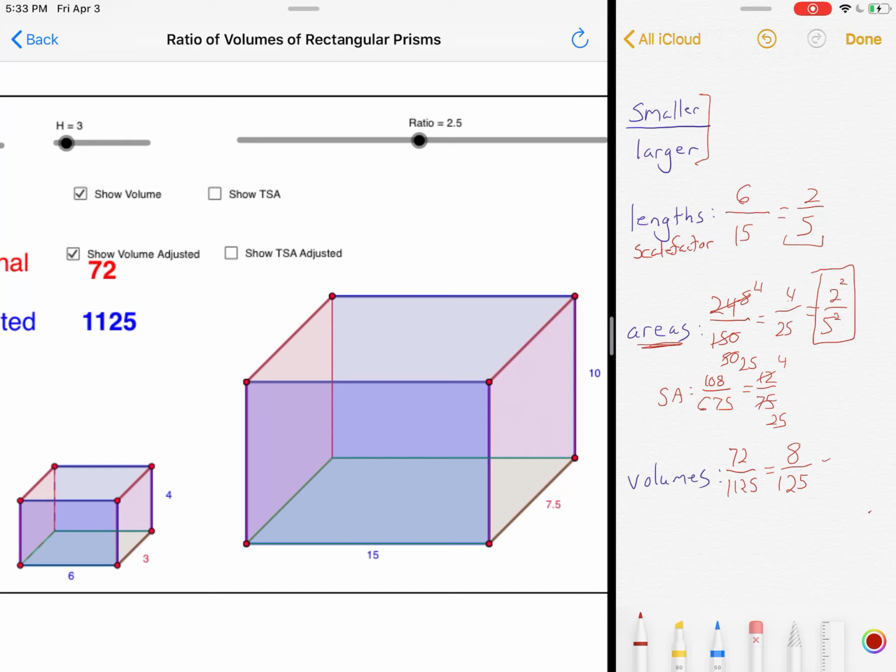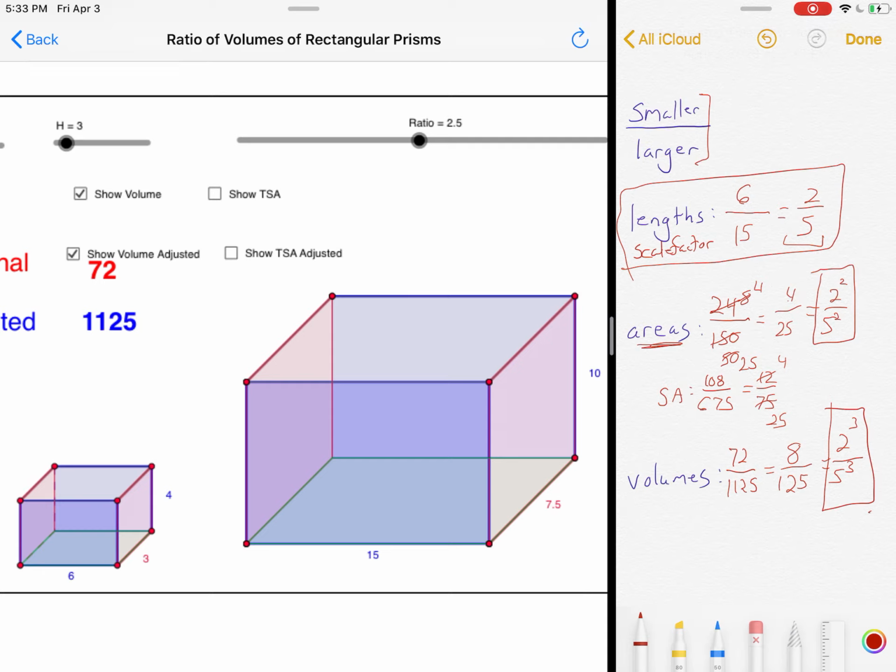And relating back to our ratio of lengths, or the scale factor, we can realize that 8 is 2 cubed and 125 is 5 cubed. So we have these relationships. Our relationship of lengths is just the scale factor. The relationship of areas is the scale factor squared, or the ratio of lengths squared: square the top, square the bottom. And volumes is the scale factor cubed.